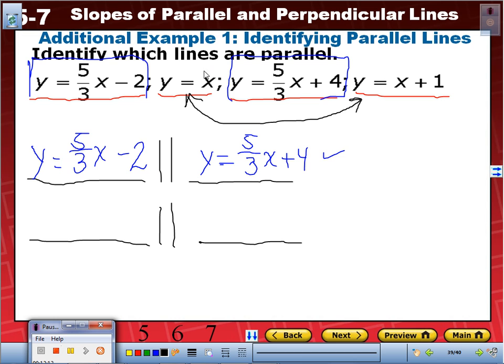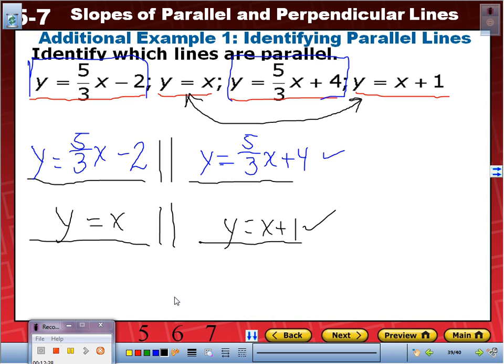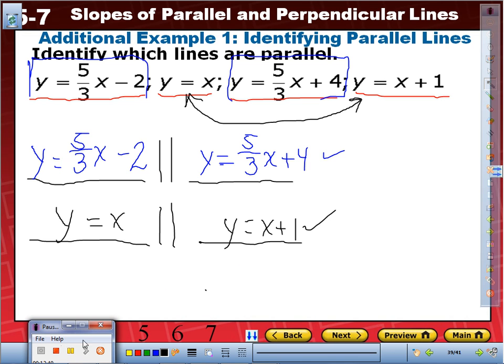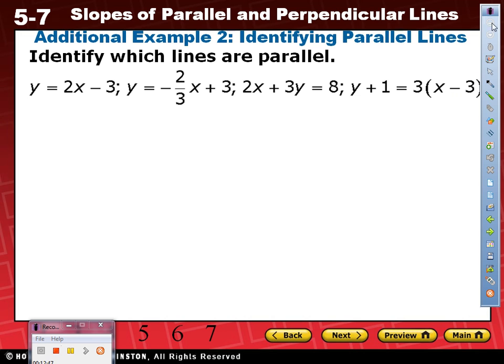Who sees that they do have the same slope? Slope is 1, isn't it? Coefficient of 1, coefficient of 1. What is the y-intercept of this one? 0. And what is the intercept of this one? Plus 1. So are they different intercepts? Same slope? Yeah. So therefore, y equals x is parallel to y equals x plus 1. And we're done. Copy that, please. All right, so both of these were parallel. Let's go to example 2.